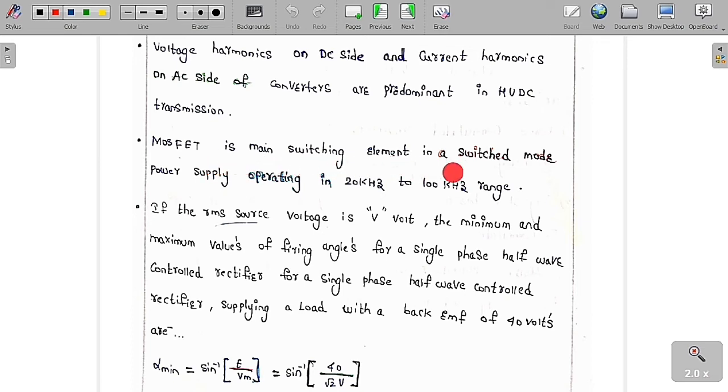MOSFET is the main switching element in a switched mode power supply operating at 20 kHz to 100 kHz. I have already told you, whenever you want to operate at 20 kHz to 100 kHz, we use the switch mode power supply. In this we use the MOSFET as the switching element. Here the efficiency is very high and the size is very low.